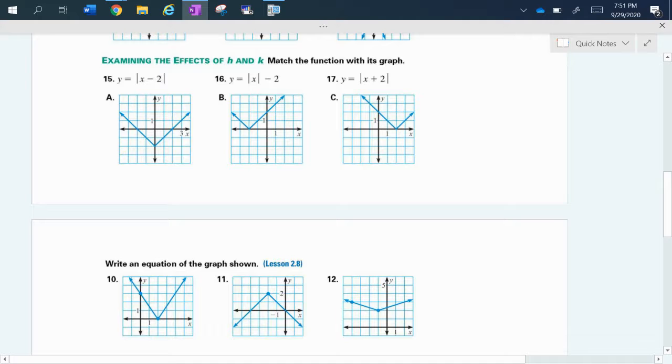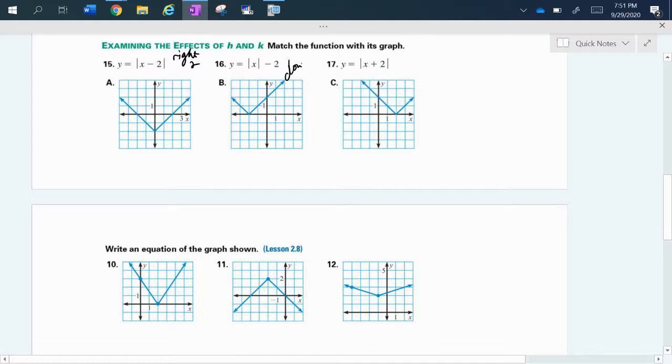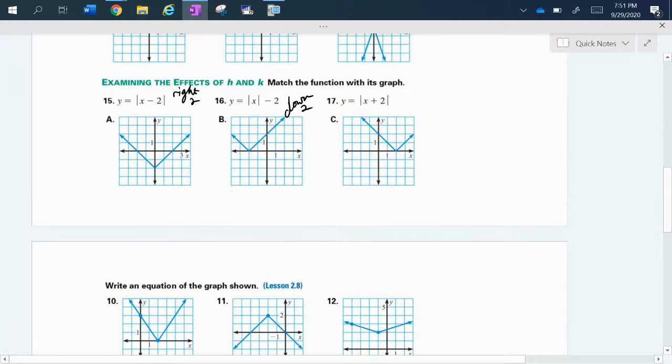So when I see the absolute value of x minus 2, I know that this graph has been translated to the right 2 units. And then absolute value of x and then minus 2, number 16, this one is going to go down 2. And then absolute value of x plus 2, this graph has been translated to the left 2 units. So now that I know that, I can match them to the right graph.